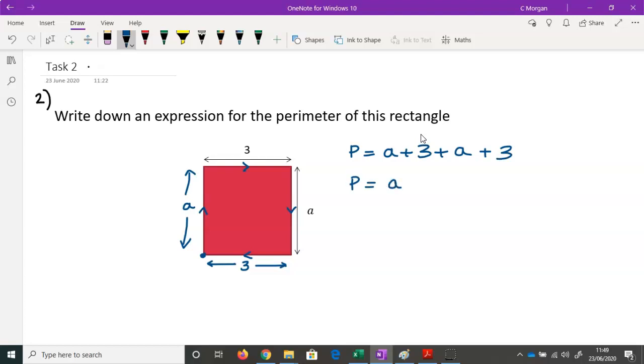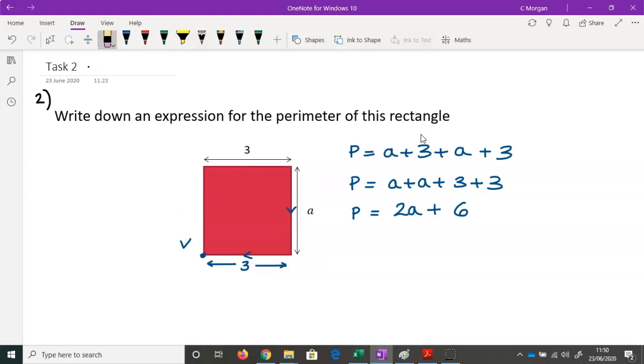If I wanted to, I could write it a, add a, add 3, add 3. But because we've been doing algebra recently, you and I both know that a and a is 2 lots of a, and 3 and 3 is 6. So I could also write it as 2a, add 6.